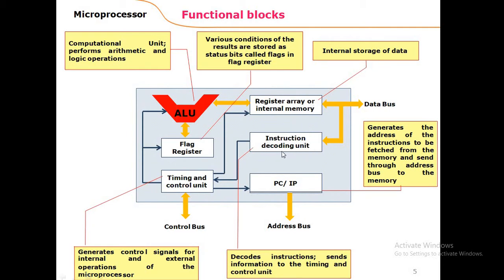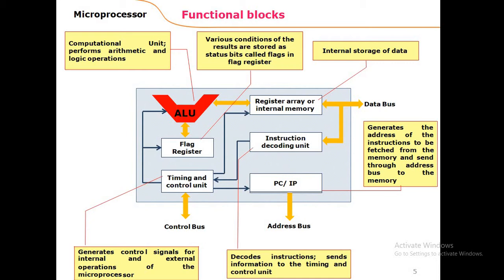Next is the instruction decoding unit. The instruction decoding unit is going to decode the instructions and provide the timing and control signals. Whatever the result comes after the operation in the ALU, that is the arithmetic and logic unit, which is going to perform all the arithmetic and logical operations, the condition of the result is going to be shown by the flag register.